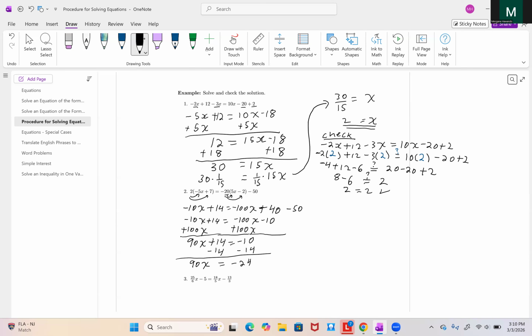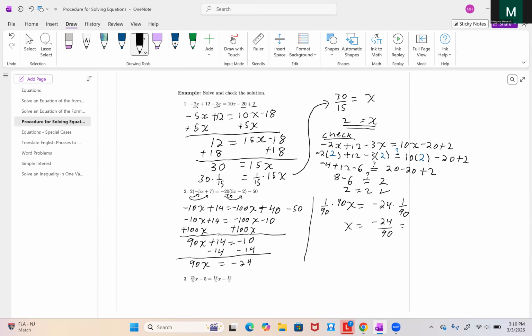Now use the multiplication principle and multiply both sides by the multiplicative inverse of the coefficient of x. So 1 over 90 times 90x is equal to minus 24 times 1 over 90. This is x is equal to negative 24 over 90.